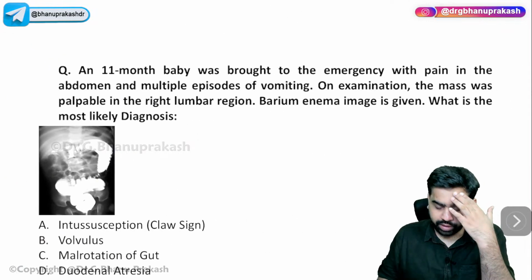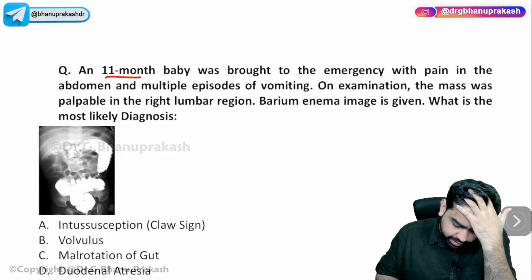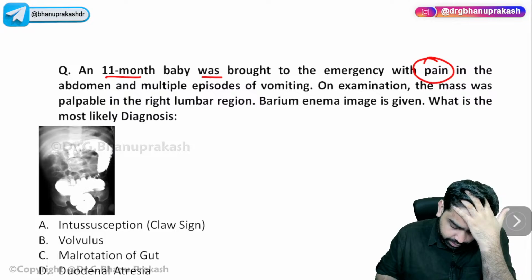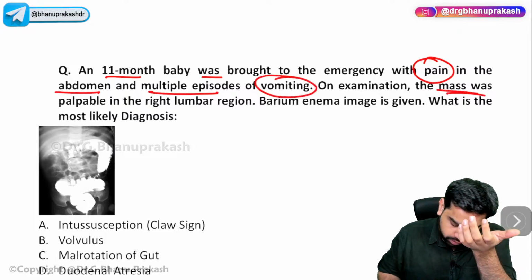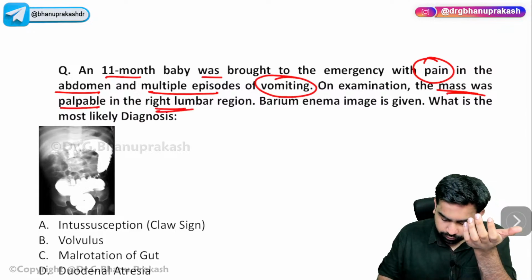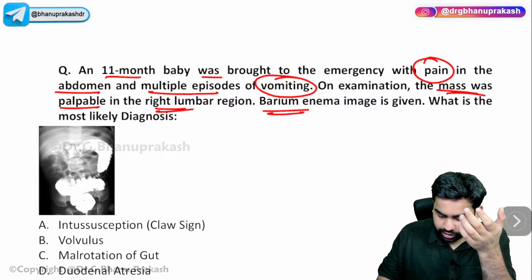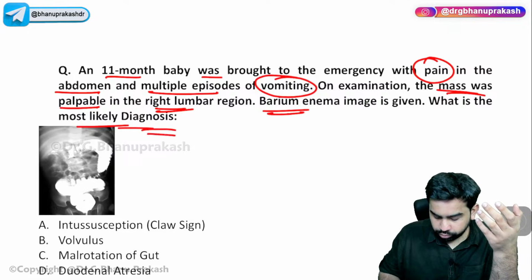The next question which we have over here is that there is an 11-month baby who has been brought to the emergency with pain in the abdomen with multiple episodes of vomiting. On examination, there was a mass palpable in the right lumbar region. The barium enema image has been shown to you. What is the most likely diagnosis in this particular patient?